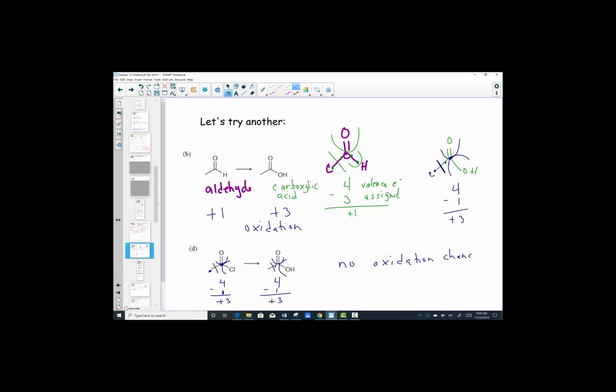And therefore your answer here would be neither. It's neither oxidation nor reduction. So it's a way of keeping track of electron assignment. To understand to be oxidized or reduced, we have to understand how to assign oxidation numbers.